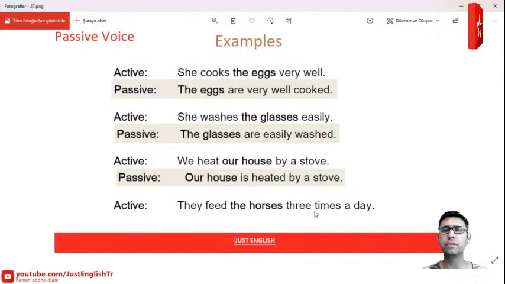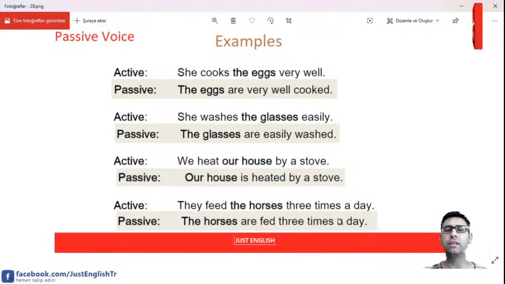Alright, so the next one is: They feed the horses 3 times a day. They feed, beslemek değil mi? Okay, so this is also present simple. And how we are doing it: the horses are fed 3 times a day.